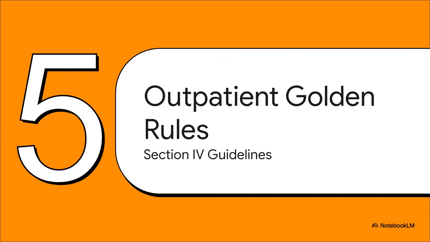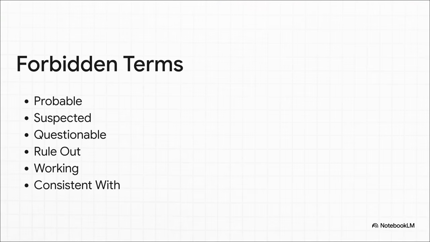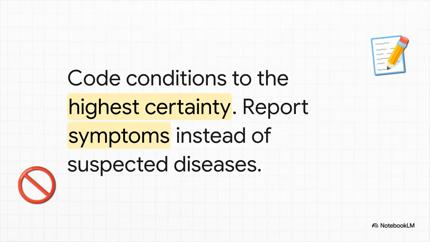Section 5, Outpatient Diagnostic Golden Rules. As a master tactician taking this test, you must memorize this list of forbidden words. In an inpatient setting, you might be allowed to code a suspected condition as if it exists. But in an outpatient setting, never. You must absolutely never report terms like probable, suspected, questionable, rule out, working, or consistent with as confirmed diagnoses. Just don't do it.